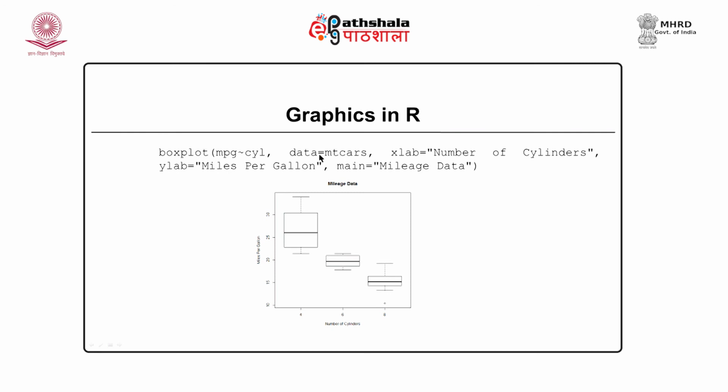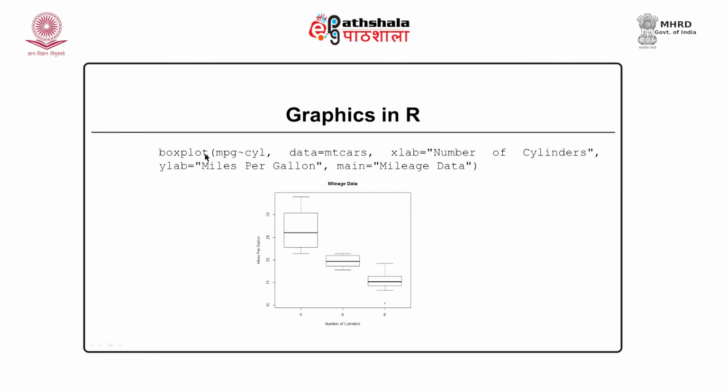So, to create a box plot, I am using the data set mtcars, and I will consider two columns, miles per gallon and cylinder. So, this is my y axis, miles per gallon, and the number of cylinders will be my x axis. So, the first part contains the x and y axis data, the column names. I am providing the data set, then I am giving labels. What will be the label on the x axis, what will be the label on the y axis, and the title, mileage data. This is the title that is being typed over here.